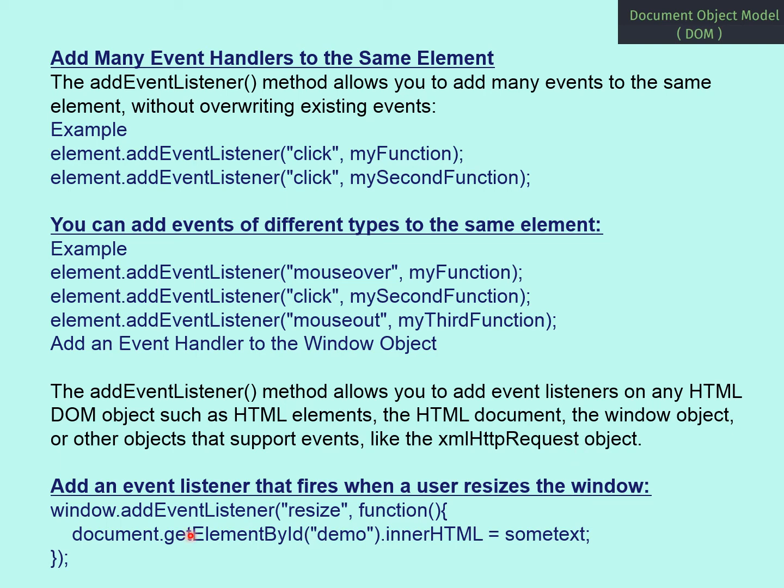So here there is an example which is related to the window object. Add an event listener that fires when a user resizes the window. We can see window.addEventListener of resize, comma, function, document.getElementById("demo").innerHTML equals some text. So whenever the user makes a change to the window size, it will generate some text in the corresponding ID, the demo ID, which is specified in the HTML page.